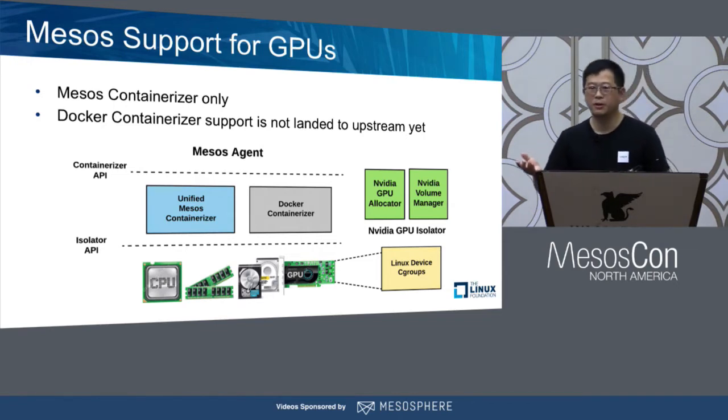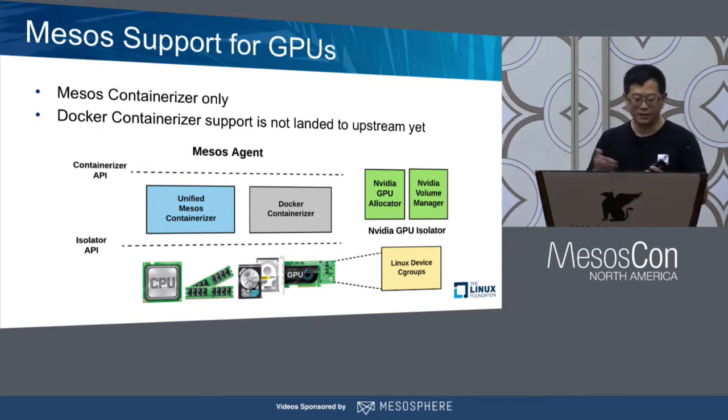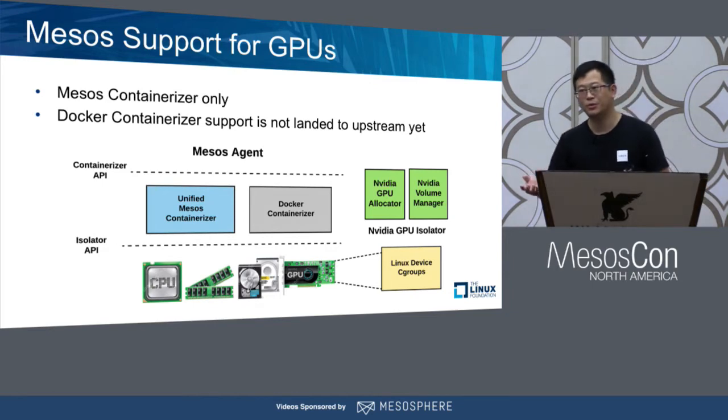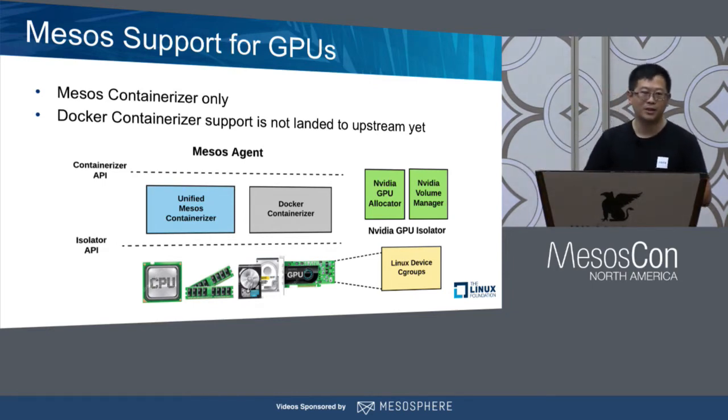I'm not sure how many of you already run GPUs on Mesos. Anybody raise your hand? Cool, we have pretty good numbers. How many of you are using the Mesos containerizer or unified containerizer instead of the Docker containerizer? Good. As you probably already know, Mesos has nice APIs for the containerizer as well as APIs for the isolator. For us, we also use the unified Mesos containerizer because that's the only thing that works upstream right now. For the Docker containerizer, you have to take some upstream patch and deal with that yourself.